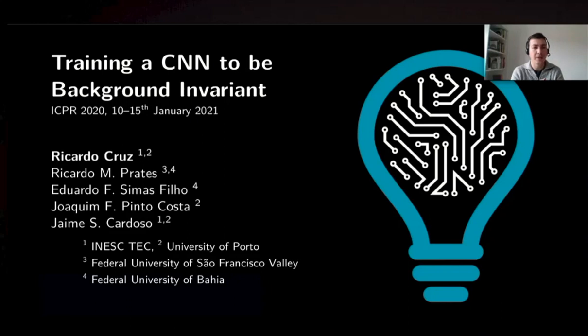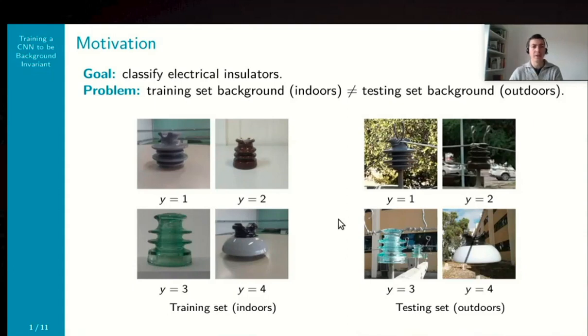So our idea is to train a convolutional neural network to be background invariant. First of all, what is the motivation? We have a data set of electrical insulators, and we have captured most of them inside of a studio. This is going to be our training set, and obviously it's easier to capture these images inside of a studio. And then we have another data set that is captured outdoors, outside of the studio, and this is going to be our testing set.